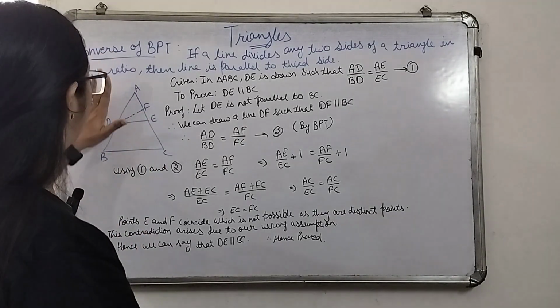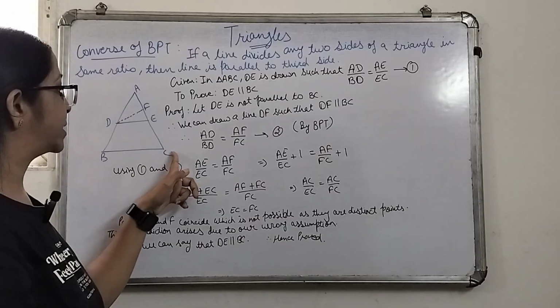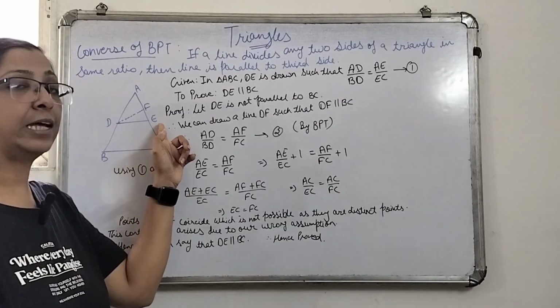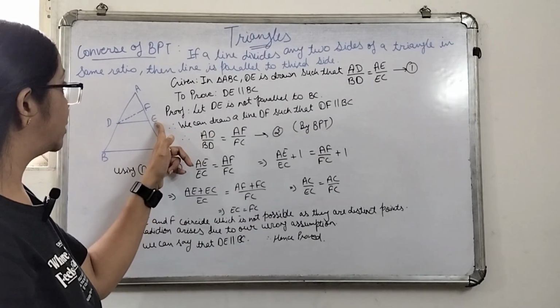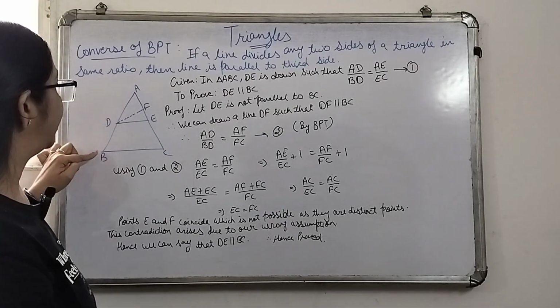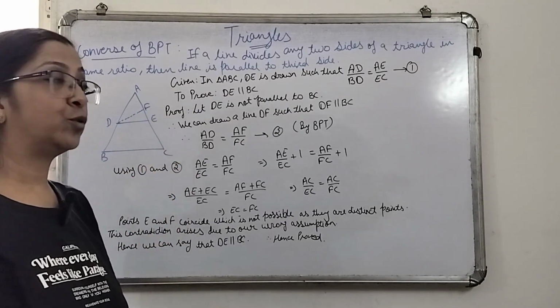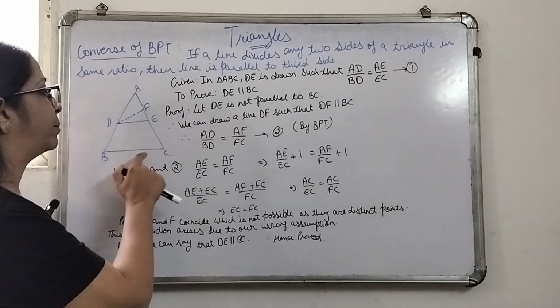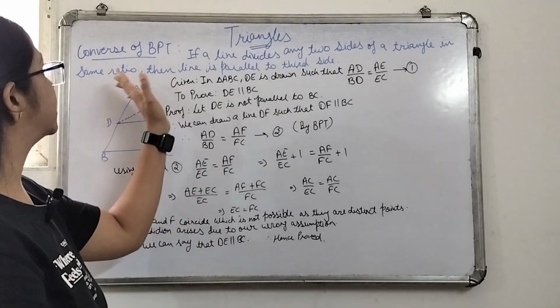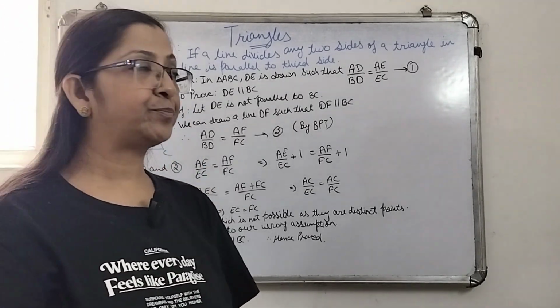Now we have to prove that in a triangle ABC, if DE is a line which we have drawn in such a way that AD over DB is equivalent to AE over EC, then DE will be parallel to BC. This is the converse of BPT.